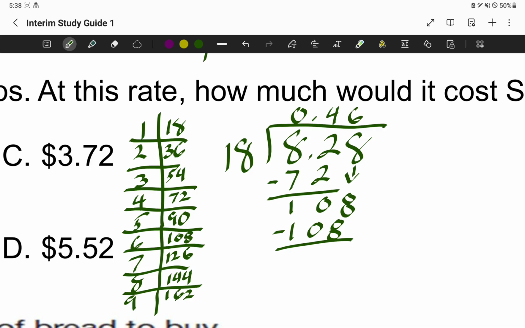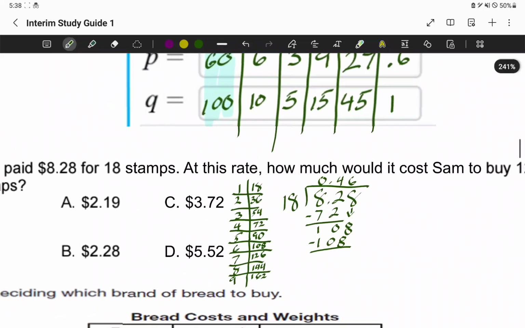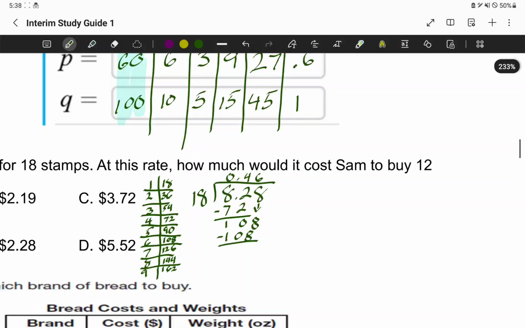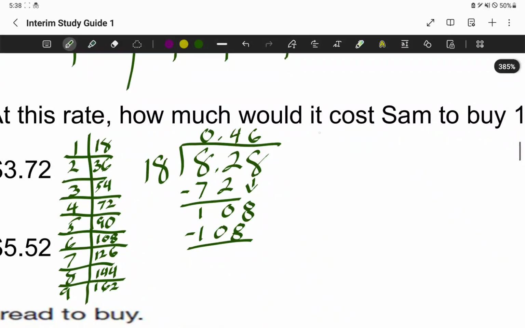And so it's 0.46. So that's how much it is for 1. And then it wants to know how much to buy 12. So 0.46 times 12. Well, 2 times 6 is 12. Carry 1. 2 times 4 is 8. And 1 is 9.